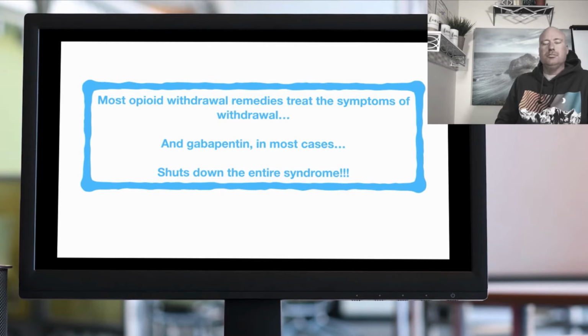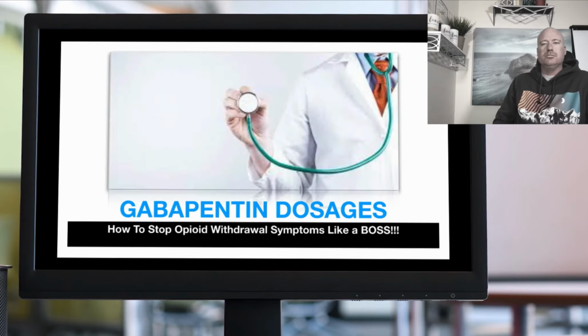medications such as Valium, Xanax, Clonidine, baclofen, and supplements and certain other things, they can treat the symptoms of withdrawal. They can lessen it a lot. Gabapentin doesn't seem to treat the symptoms for most people. In the majority of cases I've seen, it totally stops the whole withdrawal syndrome. It quiets down that part of the brain, and it just really calms your brain down so you don't have the withdrawal symptoms. It's absolutely extraordinary.